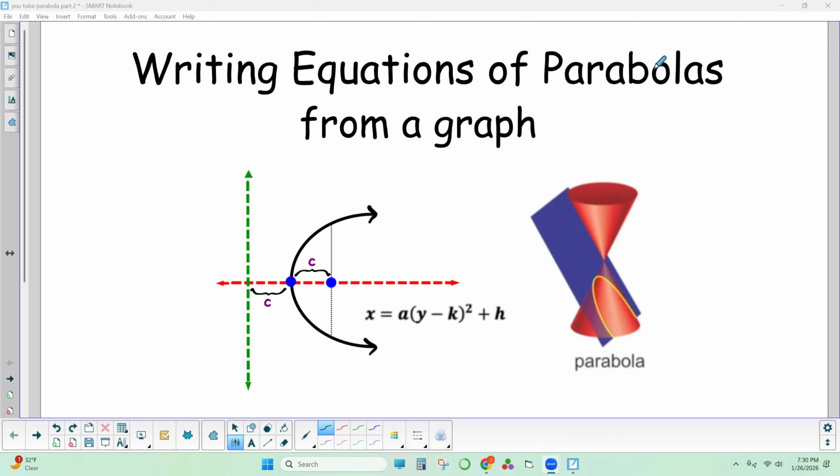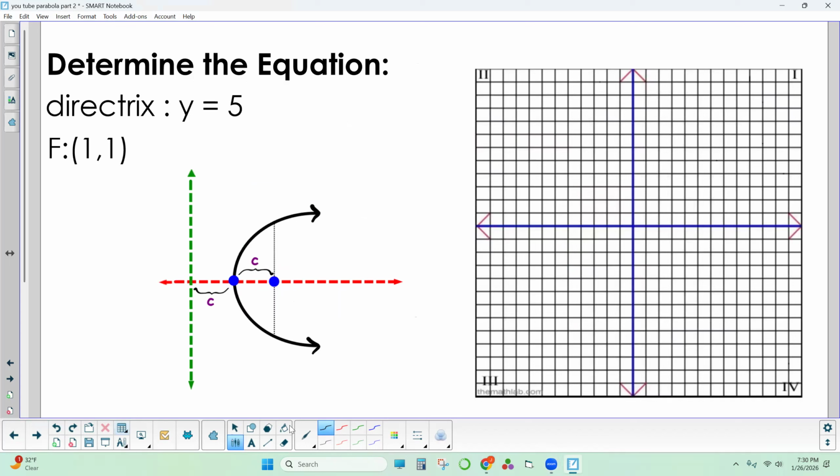Bakari, and today I just wanted to make a quick video on writing equations of parabolas from a graph or given parts. Okay, so what we want to do first is just look at a little diagram of a parabola. This is a horizontal parabola, and I just want to go through and identify all the parts.